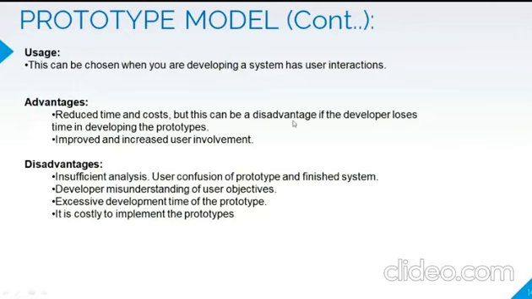Okay. So there are several advantages of the prototype model. It means reduced time and cost. As the client directly interacts with the development team, misunderstanding of the requirements will not be there. So obviously the time can be reduced and the cost can also be reduced. But the same coin can also be a disadvantage. If the developer loses more time in developing a prototype, and the client is not satisfied with the prototypes developed by the development team, the developers go on developing prototypes, which in turn wastes a lot of time and cost, right?